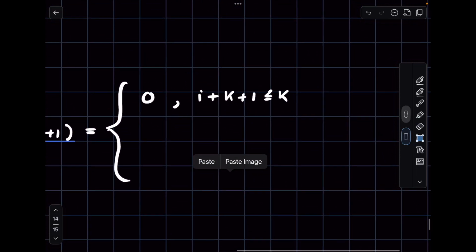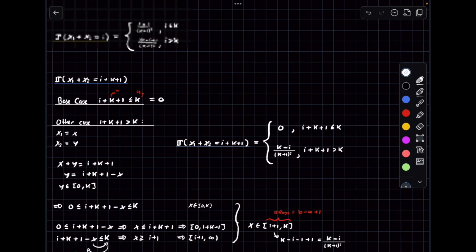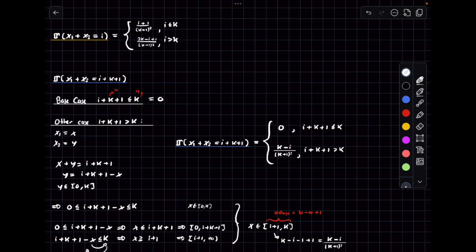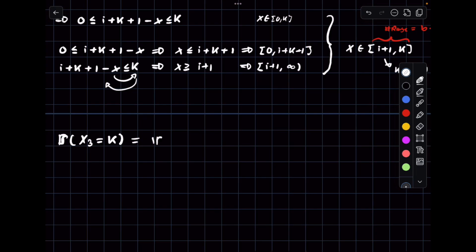So copy, paste, and this is going to be the opposite case, so like so. And we're done. We're done with finding the actual distribution. So whenever they ask us, okay, we have now the probability of x3 equaling K, where do we go? Okay, let's check it out.